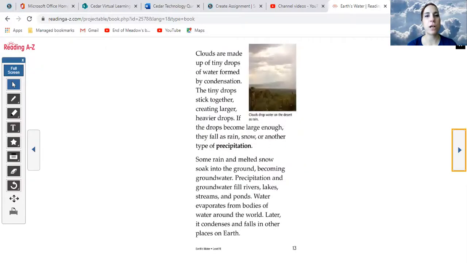Clouds are made up of tiny droplets of water formed by condensation. The tiny drops stick together, creating larger, heavier drops. If the drops become large enough, they fall as rain, snow, or another type of precipitation. Some rain and melted snow soak into the ground, becoming groundwater. Precipitation and groundwater fill rivers, lakes, streams, and ponds. Water evaporates from bodies of water around the world. Later, it condenses and falls in other places on Earth. Cloud drops water on the desert as rain.